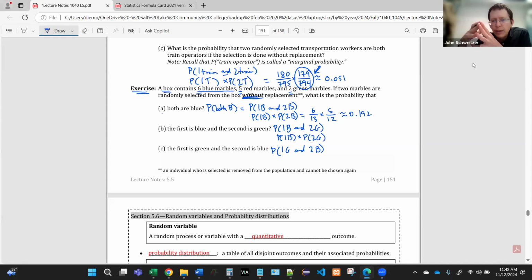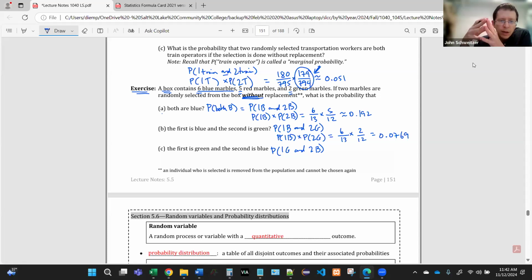Now, it's a dependent situation, so that second probability will be altered. But the first one is the same. It's 6 out of 13 blues. And then green, there are 2 green out of 12 marbles, right? So we multiply those together, and we get 0.0769.